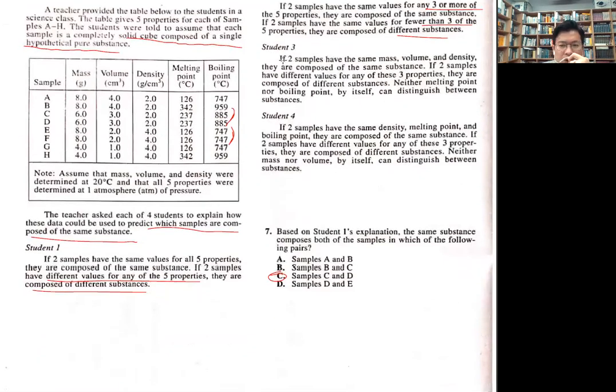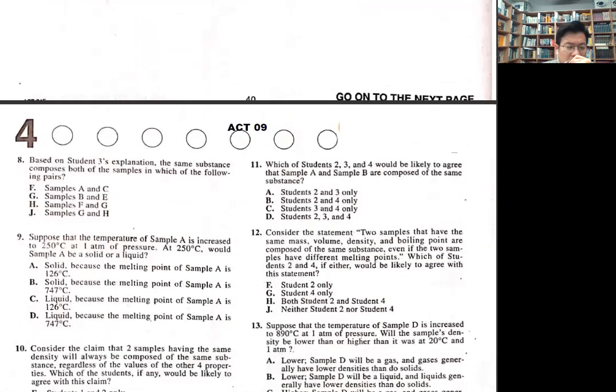Student 3: if two samples have the same mass, volume, and density, they are composed of the same substance. If two samples have different values of these properties, neither melting point nor boiling point can distinguish between them. If two samples have the same density, melting point, and boiling point, they are composed of the same substance. If they have different values of these properties, they are composed of different substances. Okay, let's go on to the next one.